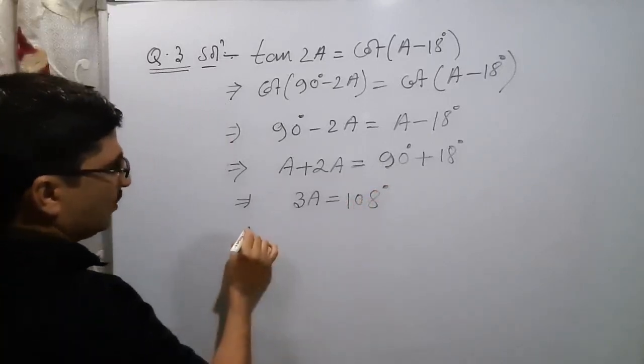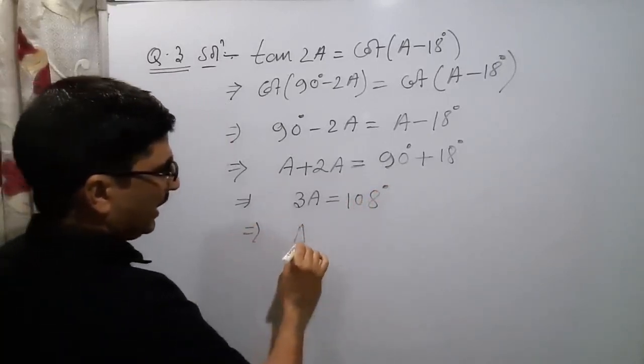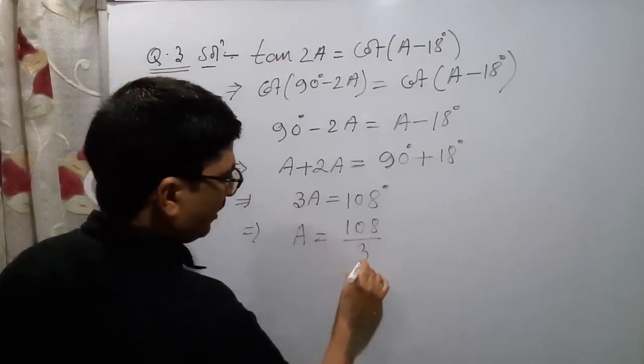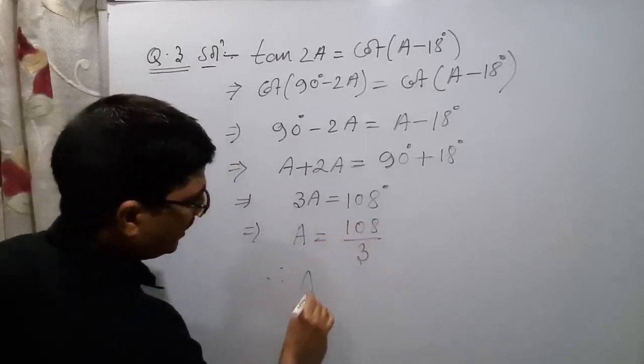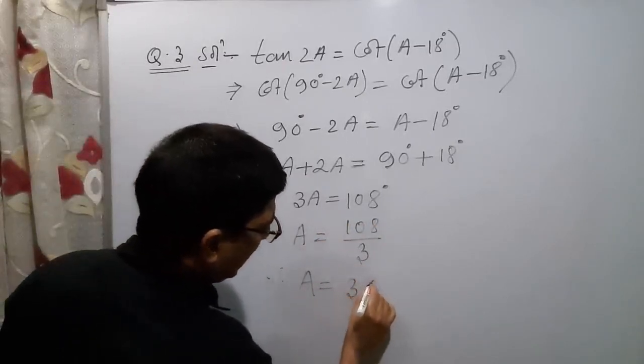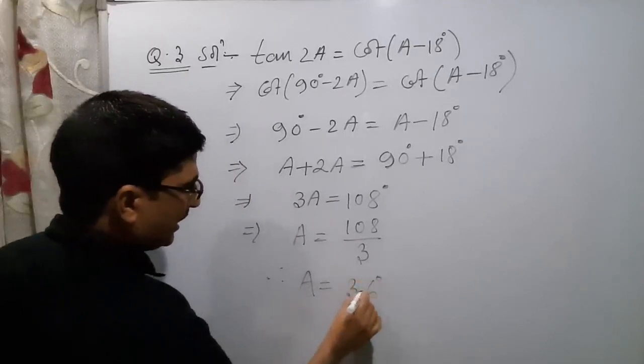So a is equal to 108 by 3. How many times is it? Therefore a is equal to how many times? It is 3 3 so 9, 3 6 so 18. So 36 degree is your answer.